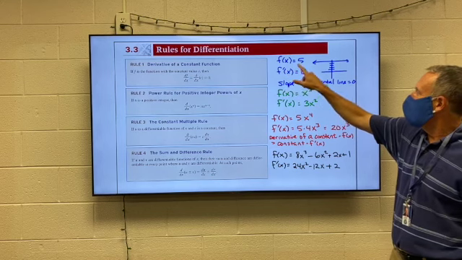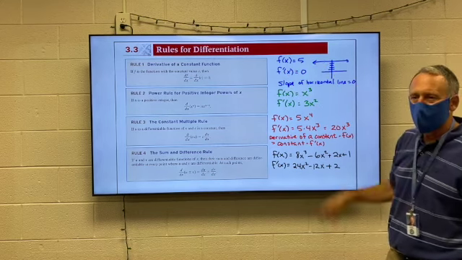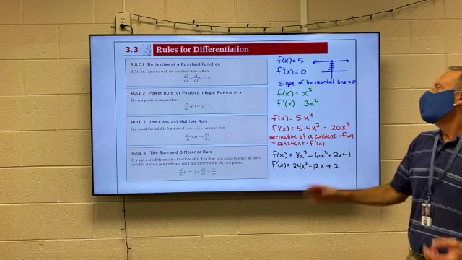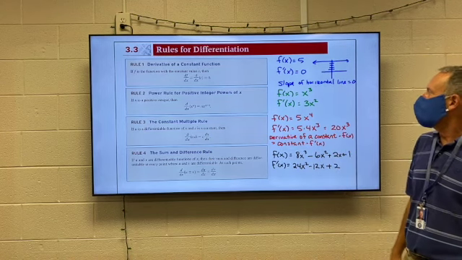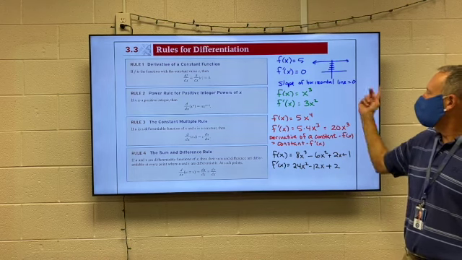So f prime of x is going to be 0. F prime of 5 is 0. The derivative of a constant, or a constant function, is always 0. The derivative of a constant is 0. That's rule number 1. It's the slope basically of a horizontal line.